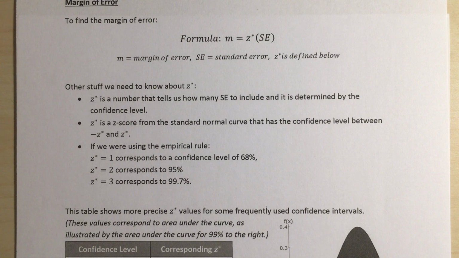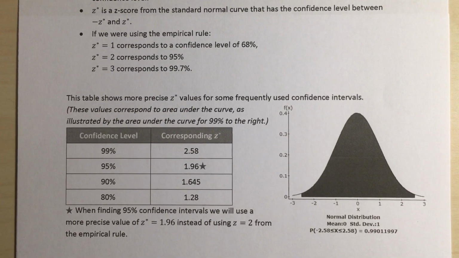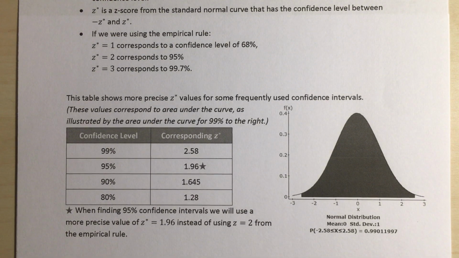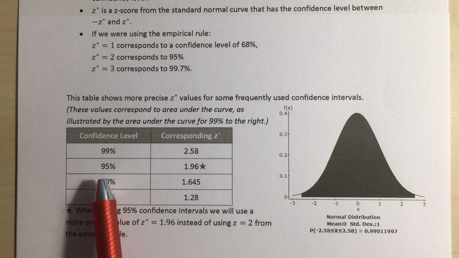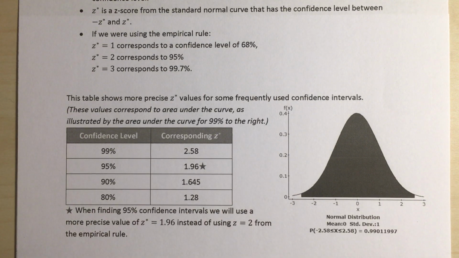Right. Now in these particular problems, this table shows more precise Z-star values, and we're not going to limit ourselves just to 68, 95, and 99.7. We're going to use the values that are in this table below. So if our confidence level is 99%, our corresponding Z-star is going to be 2.58. If our confidence level is 95%, we're going to use 1.96. It's a little more exact than using a z-score of 2. If our confidence level is 90%, our corresponding Z-star is going to be 1.645. And for 80%, our corresponding Z-score is going to be 1.28.